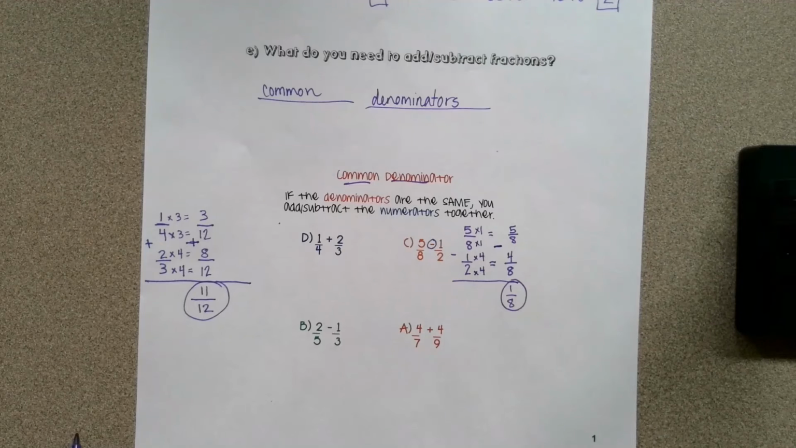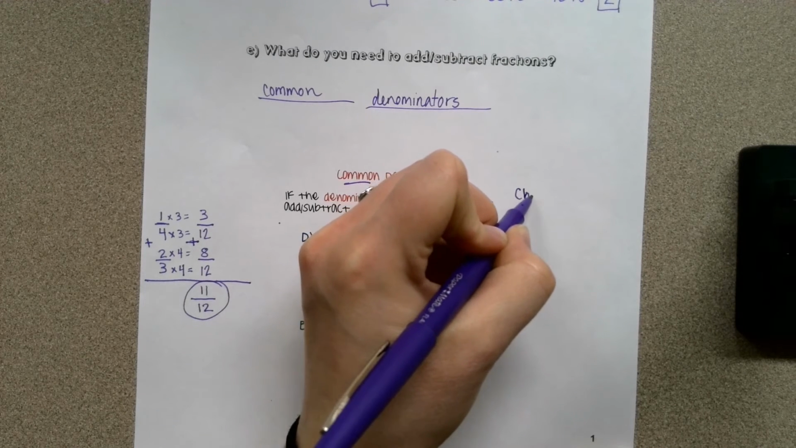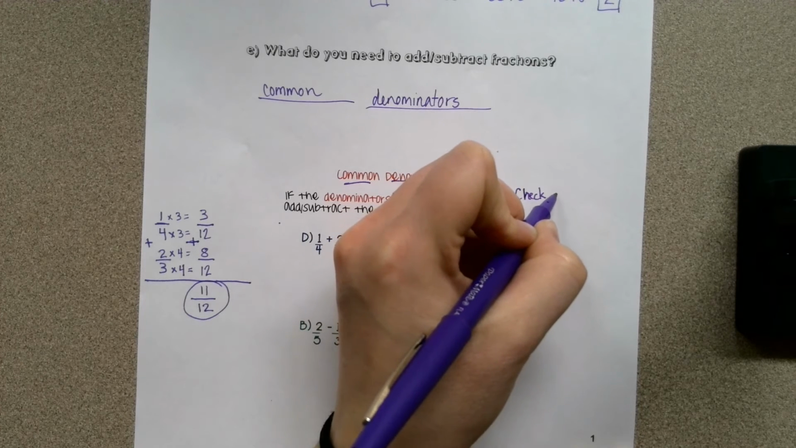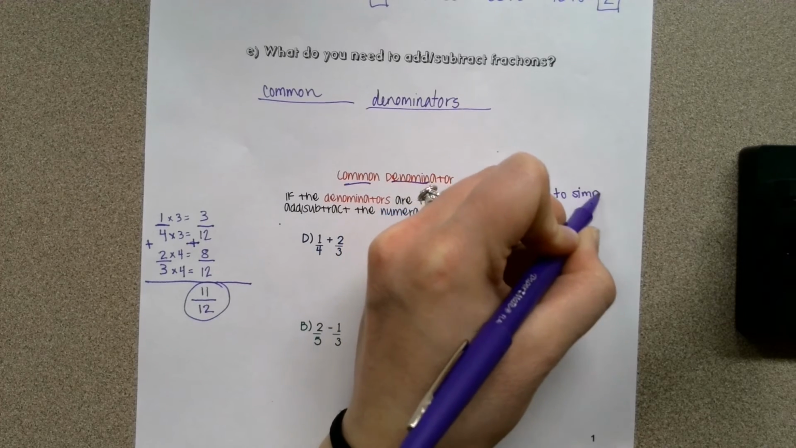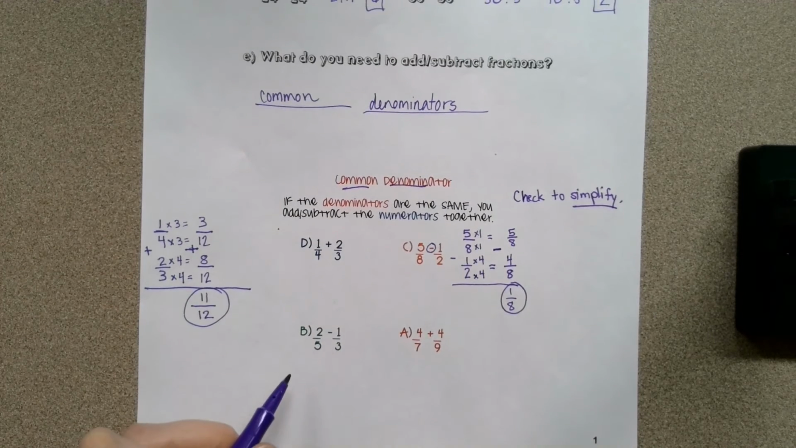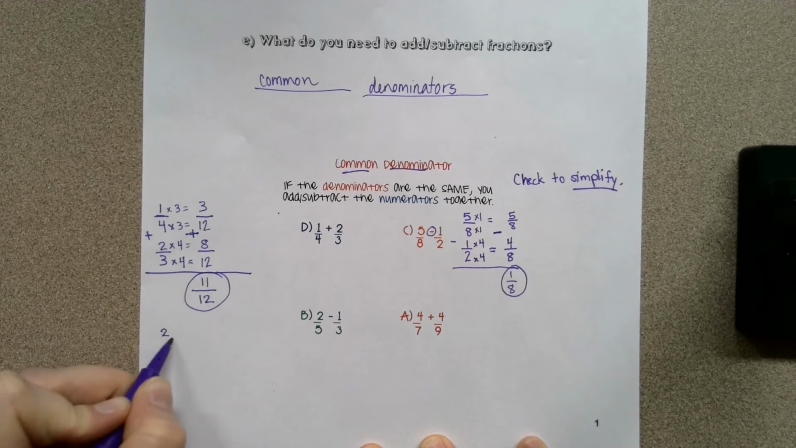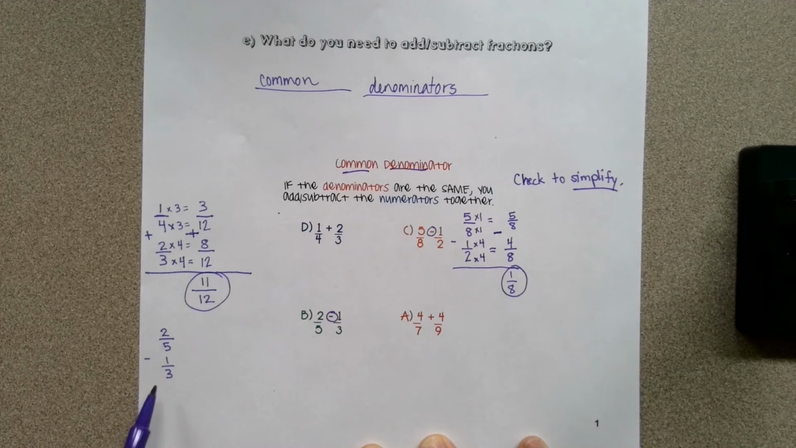for our answer. You always want to check after you add or subtract if you can simplify. B. Again, we're going to stack it: 2/5 minus 1/3. Again, it's subtraction.